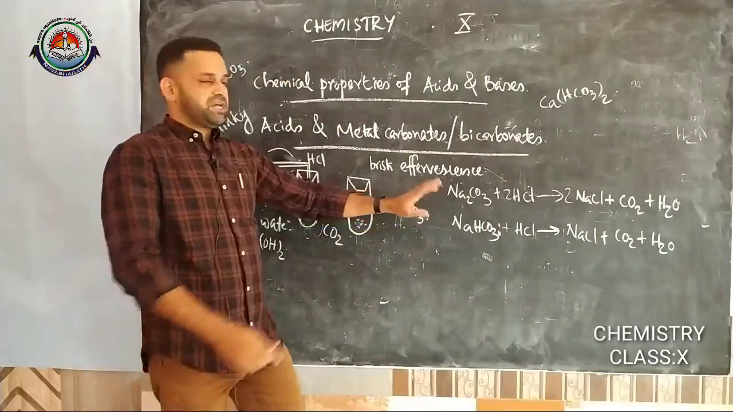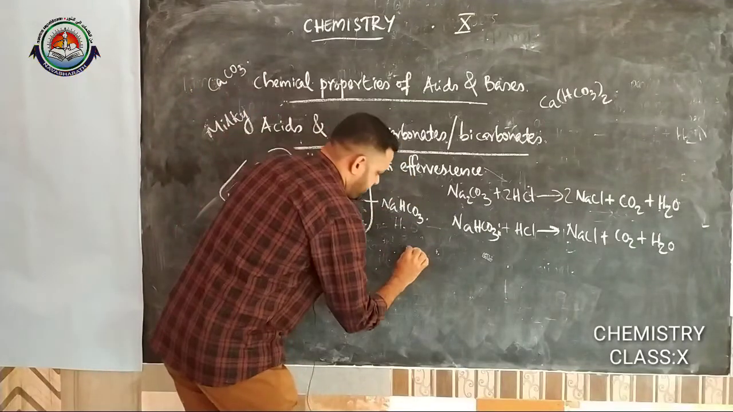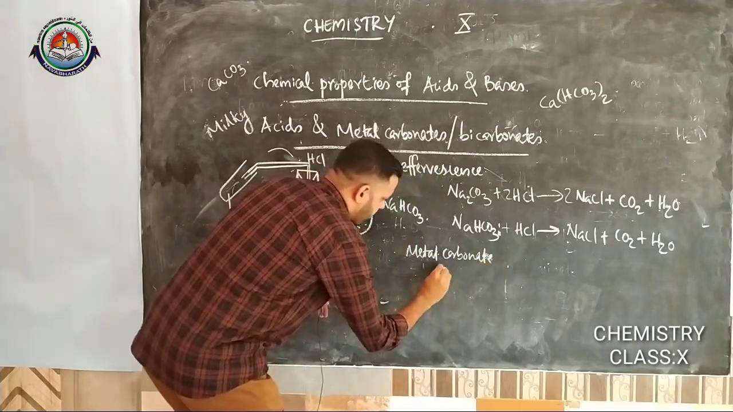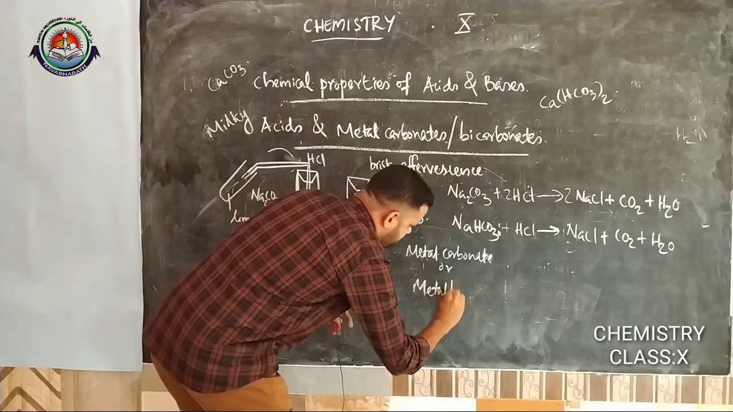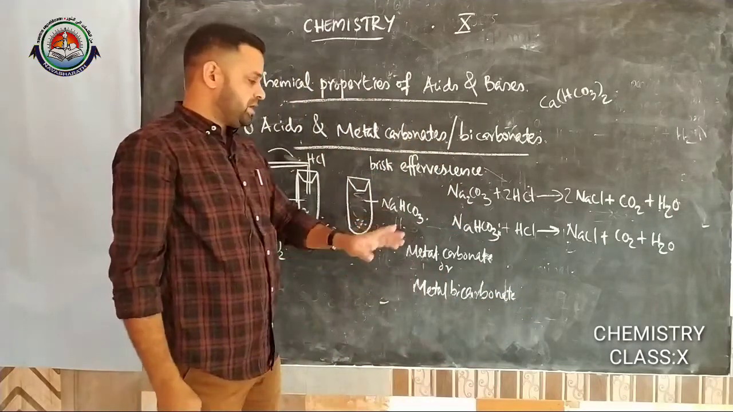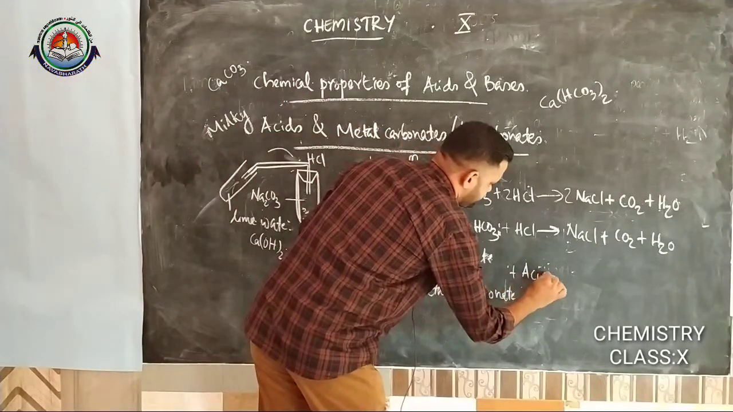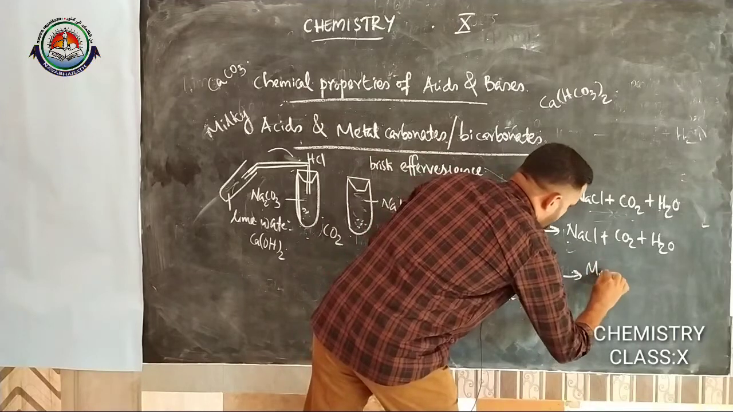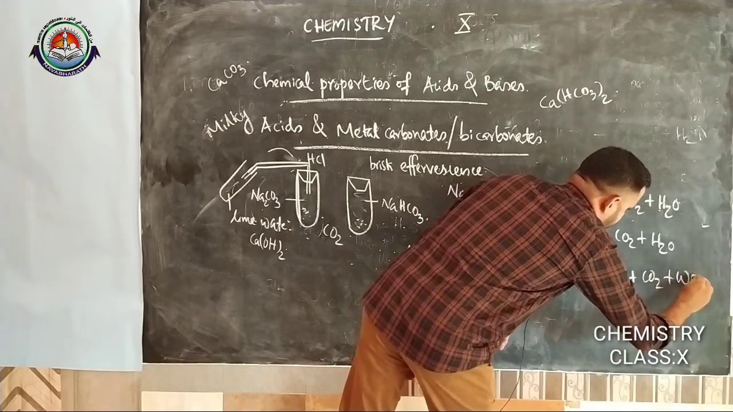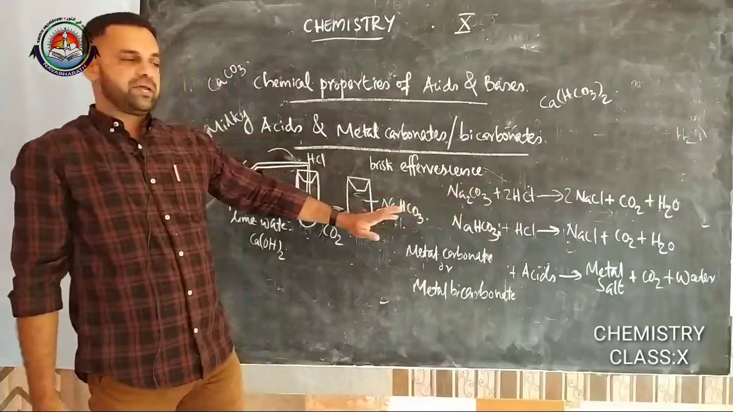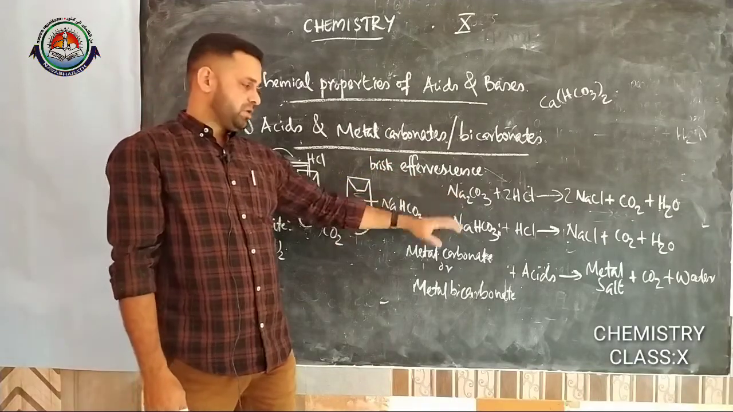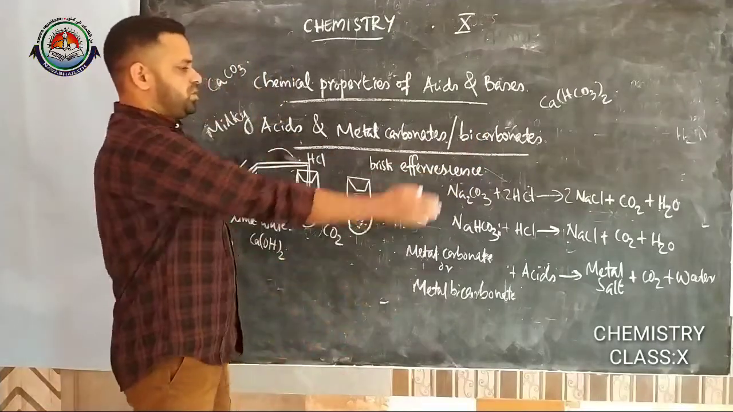So generally we can write: metal carbonate or metal bicarbonate reacts with acids to form metal salt plus carbon dioxide plus water. This is the general reaction happening between sodium carbonate and sodium bicarbonate with the acids.